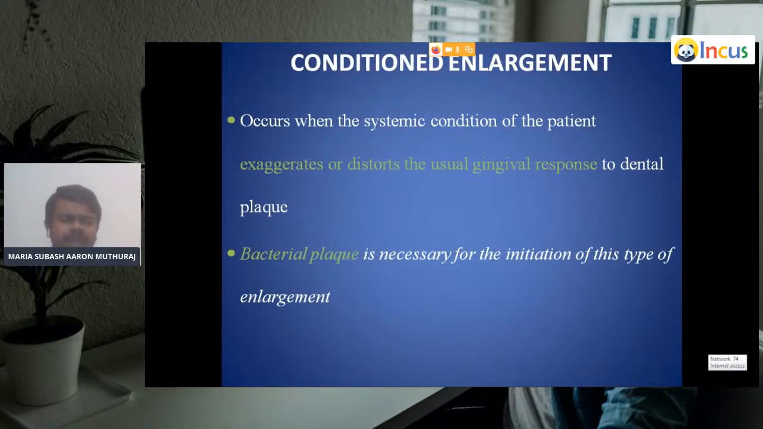Conditional enlargement usually occurs when the systemic condition of the patient exaggerates or disturbs the usual gingival response to dental plaque. Bacterial plaque is very necessary for the initiation of this type of gingival enlargement.